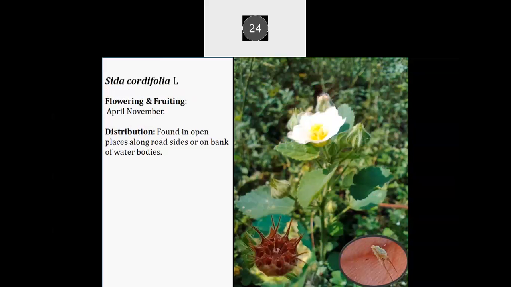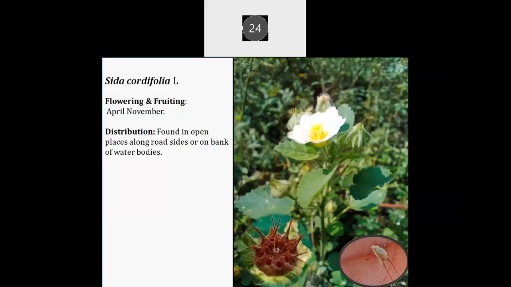This is Sida cordifolia. This plant species is mostly found in open places and near water bodies along wasteland areas. This plant shows a different kind of mericarp in its fruits. You will find that there are horns. They are much larger than in the rest of the Sida species. And when you cut that plant or just hold that plant, the horns might penetrate your hands.